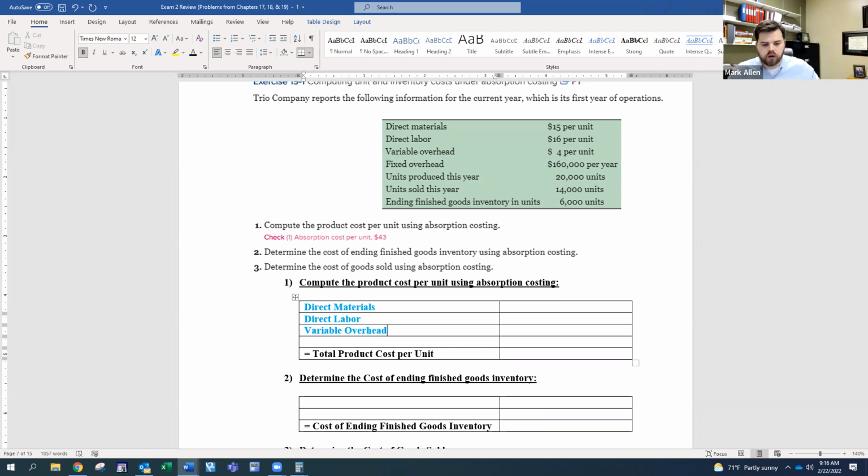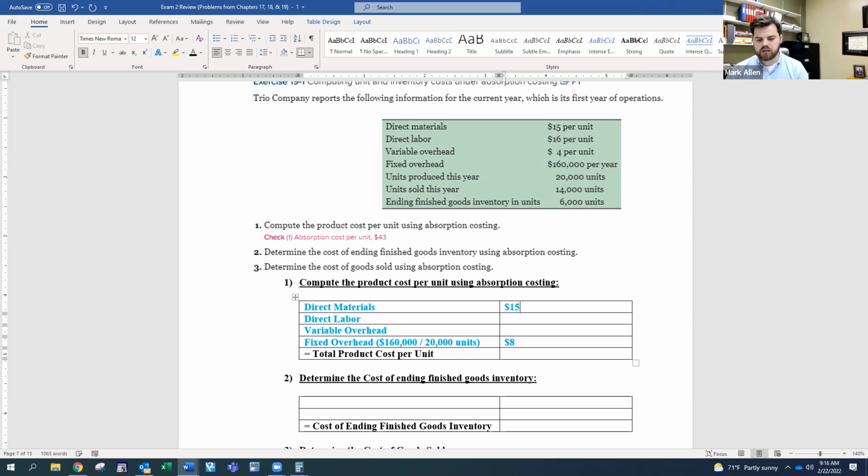So remember, we're comparing two methods here in chapter 19. We're comparing variable costing, which we first saw in chapter 18 in class, or as you read through the book. And then, of course, in this chapter, we're tacking on absorption costing. So what we need to realize is that under absorption costing, we do include fixed overhead as a product cost. So fixed overhead will be included, $160,000 in this case, divided by 20,000 units. Because in this case, they want everything on a per unit basis. That'll come out to $8.